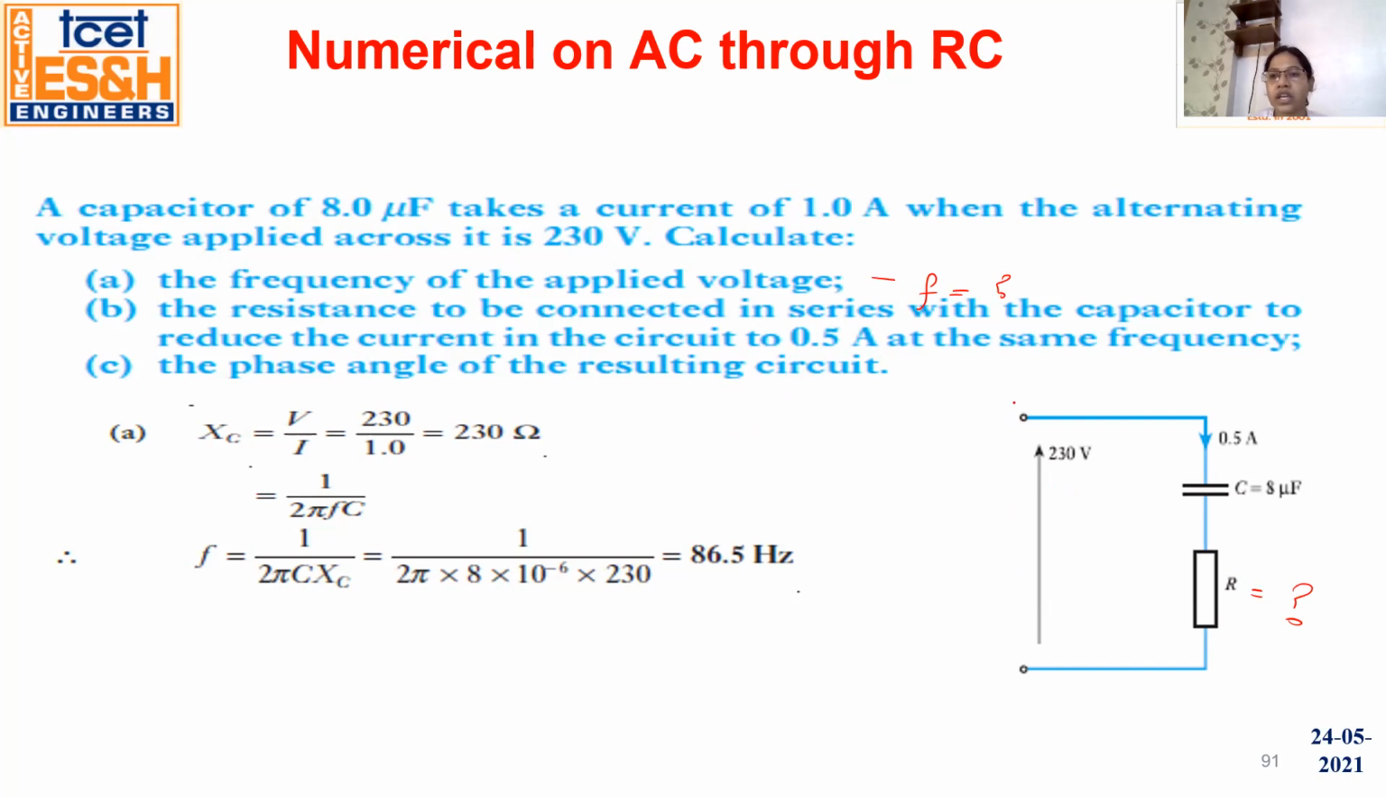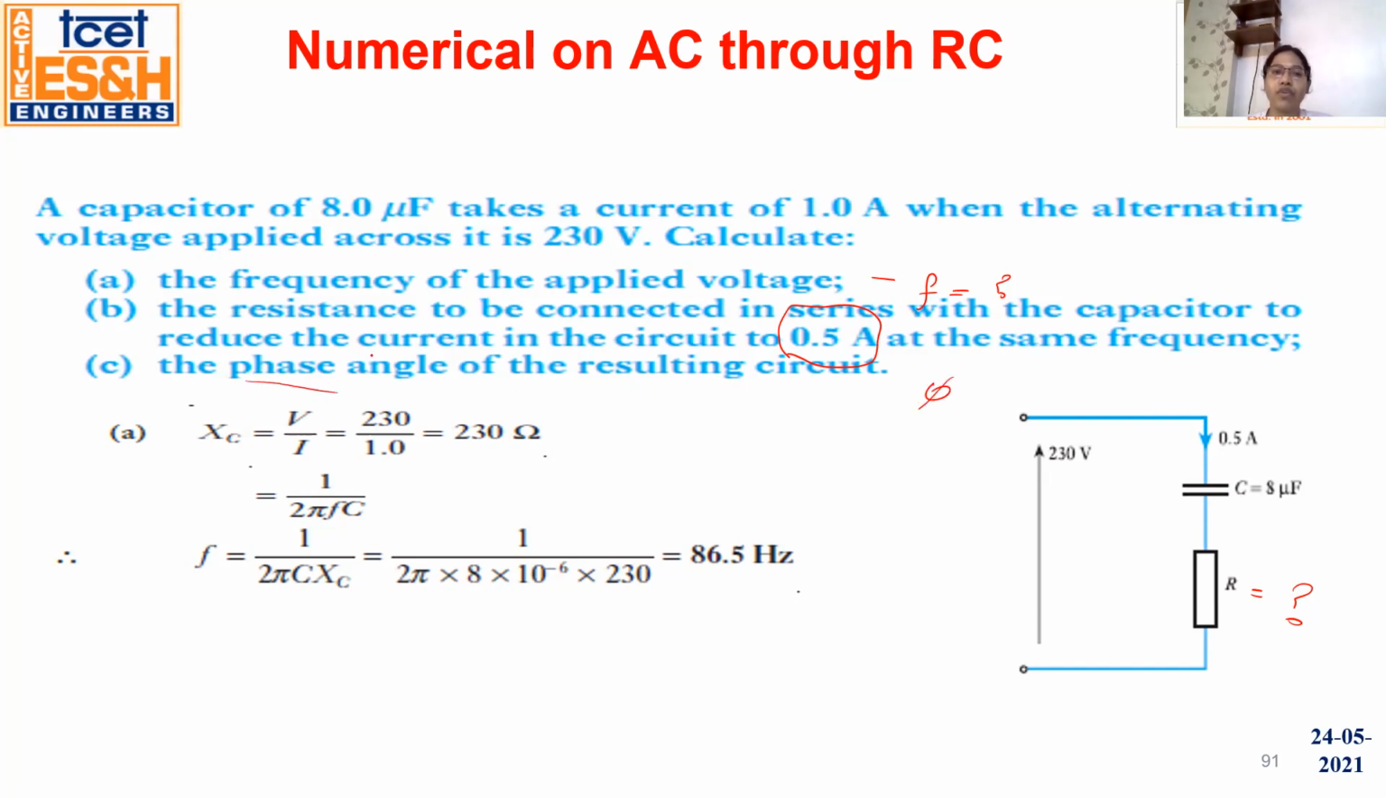So the current should be reduced to 0.5 ampere. So how much resistance do you require in your circuit? The current is only 0.5 ampere. And the last one is the phase angle, that is phi.